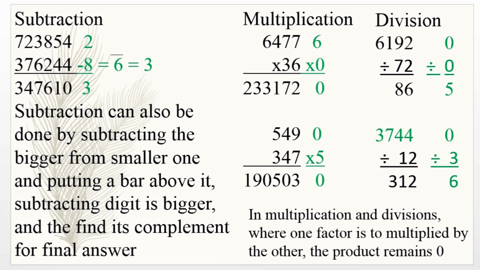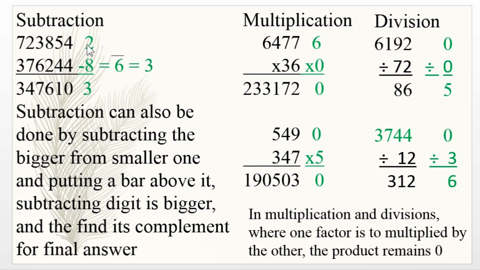Let's take a few more problems about subtraction, multiplication, divisions, the problems that you will be coming across in these. And here, in these, the number is 2, and the number to be subtracted is minus 8. This can be done in another way. So we subtract the smaller number from the bigger number to get the answer, and put a bar on this because minus is greater than plus, and after putting the bar we find its complement of 9. So the complement of 9 for 6 is 3.